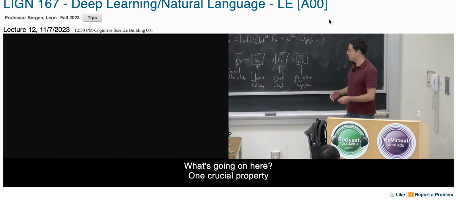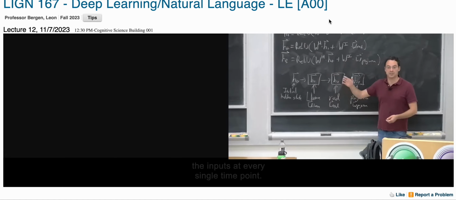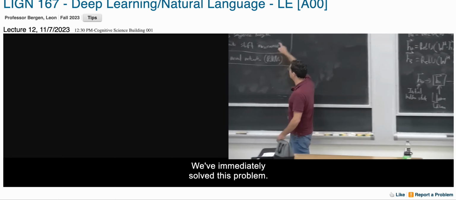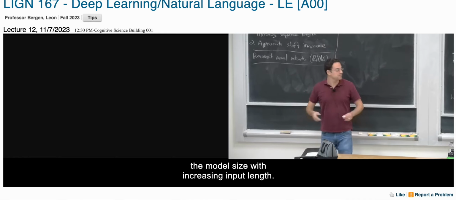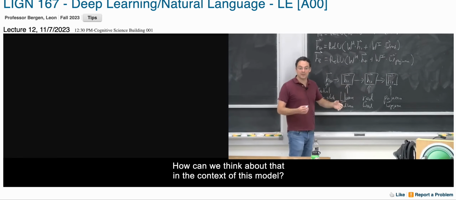So what's going on here? One crucial property, which was already noted, is that it's the same exact weight matrix being applied to the hidden states and the inputs at every single time point. So we've immediately solved this problem. We have no growth of the model size with increasing input length. What are these hidden states doing? Like, what does H1 represent? How can we think about that in the context of this model?